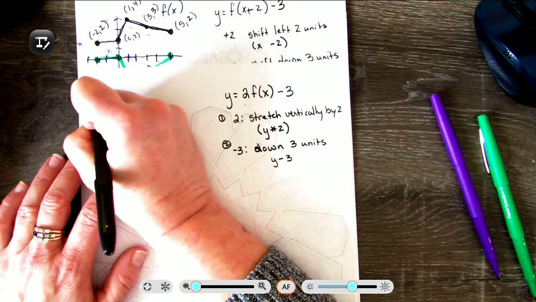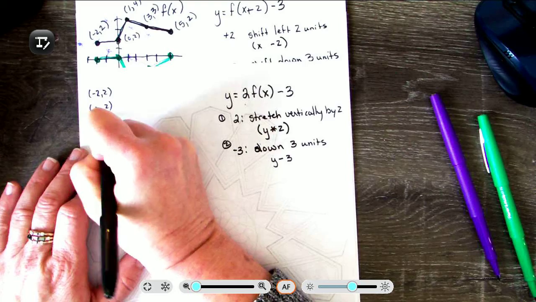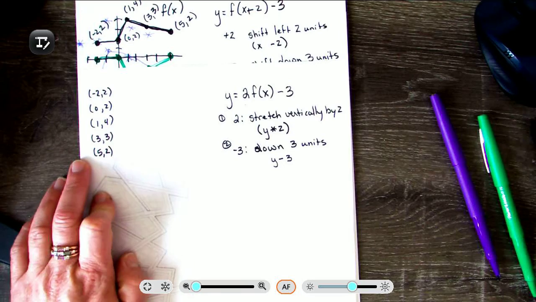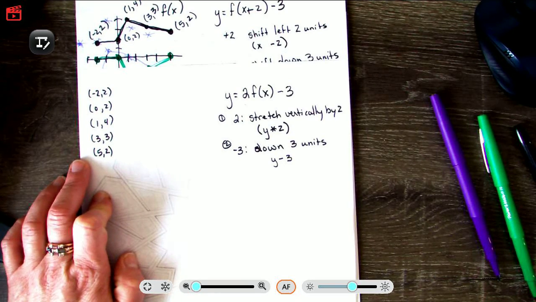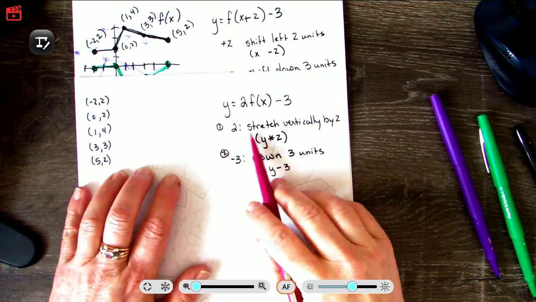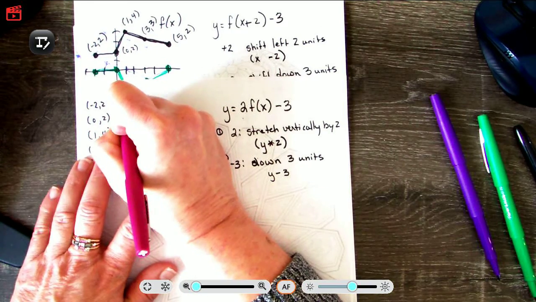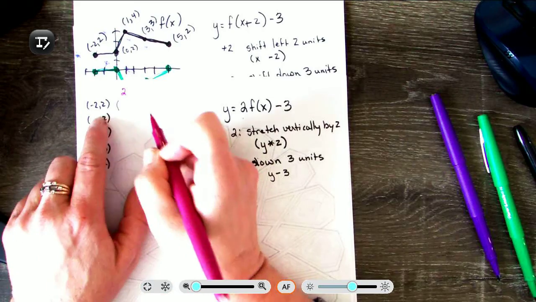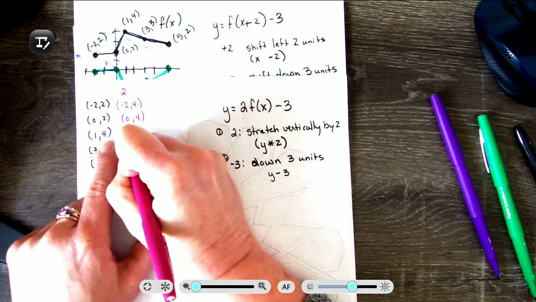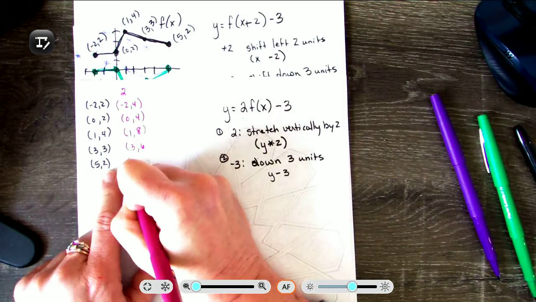So I'm going to start with my points, and I'm starting with the original black graph that I have up there. Now I'm going to stretch it. I'm going to take all my y values, taking care of that 2 on the outside, and multiply my y values by 2. Just the y values.